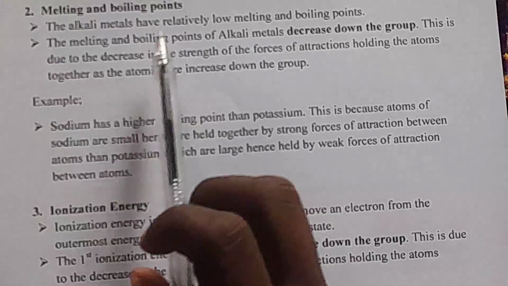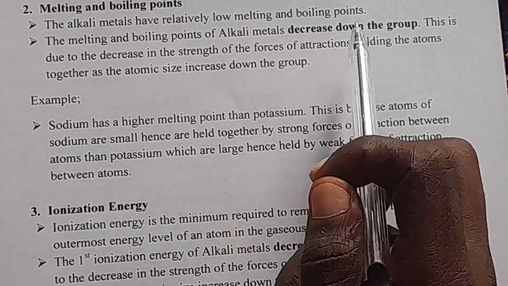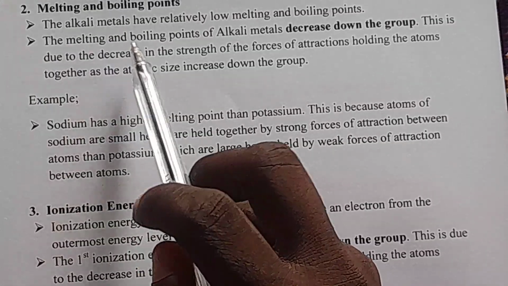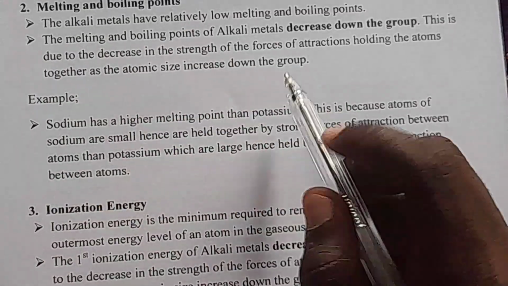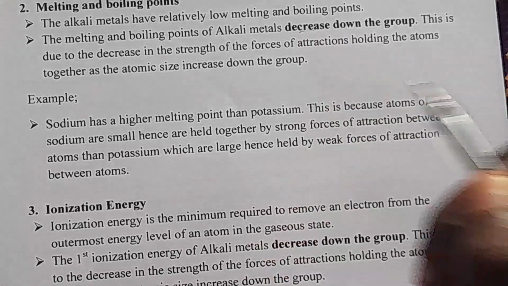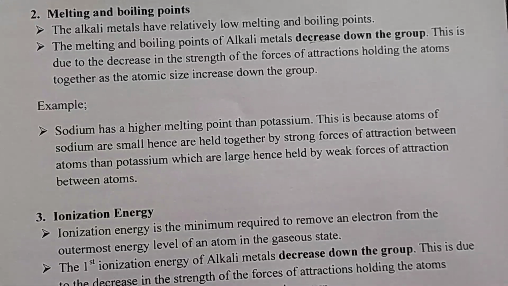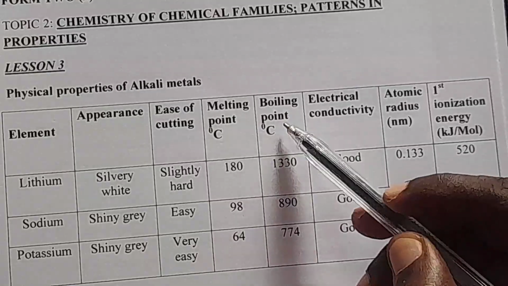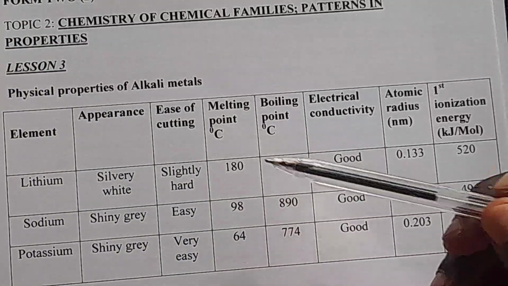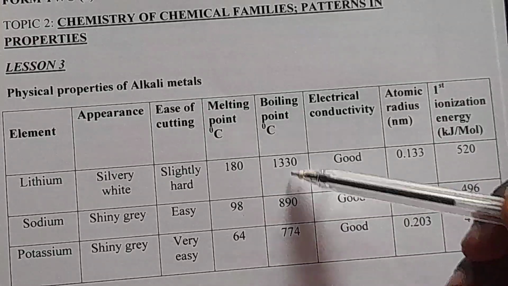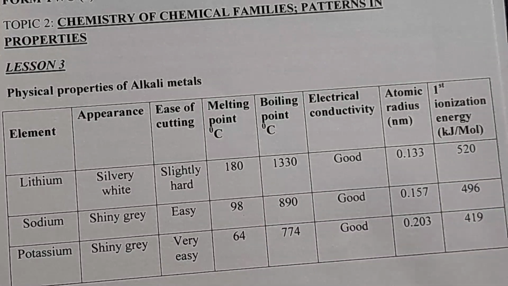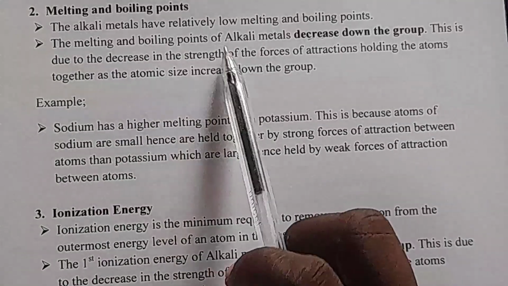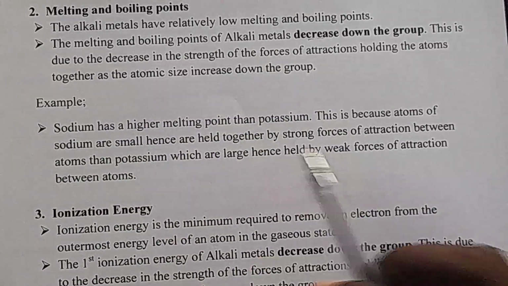So the alkali metals have relatively low melting and boiling points. To see the trend, we are told the melting and boiling points of alkali metals decrease down the group. If we see the table that we were using previously, we have here melting point, here boiling point. If you see, it decreases down the group from lithium to potassium. So the trend is the melting and boiling points of alkali metals decrease down the group.